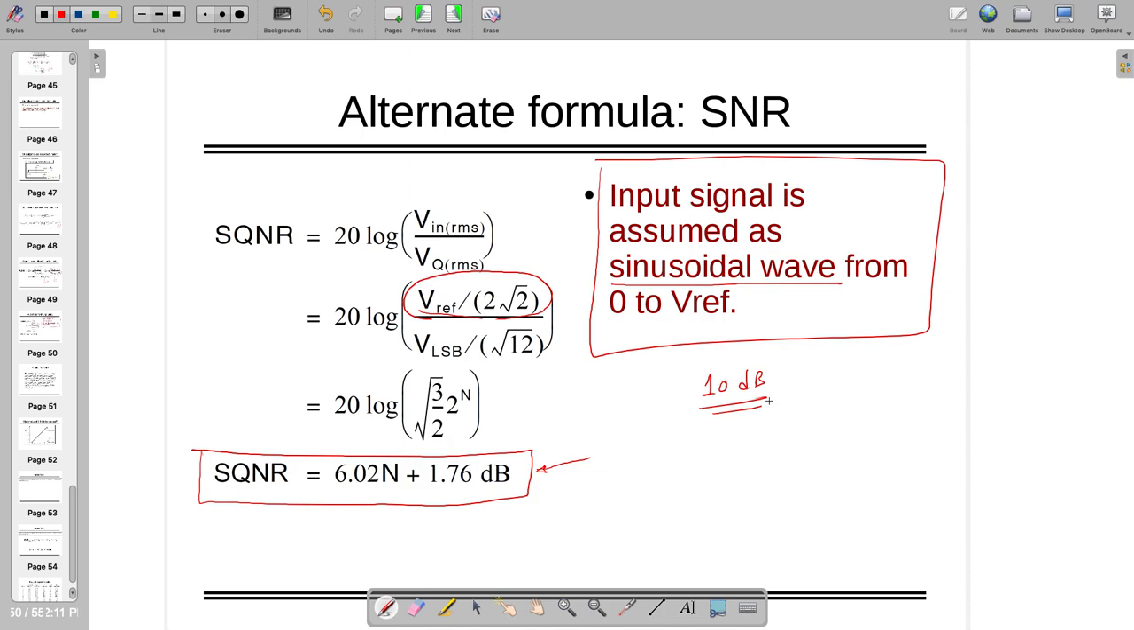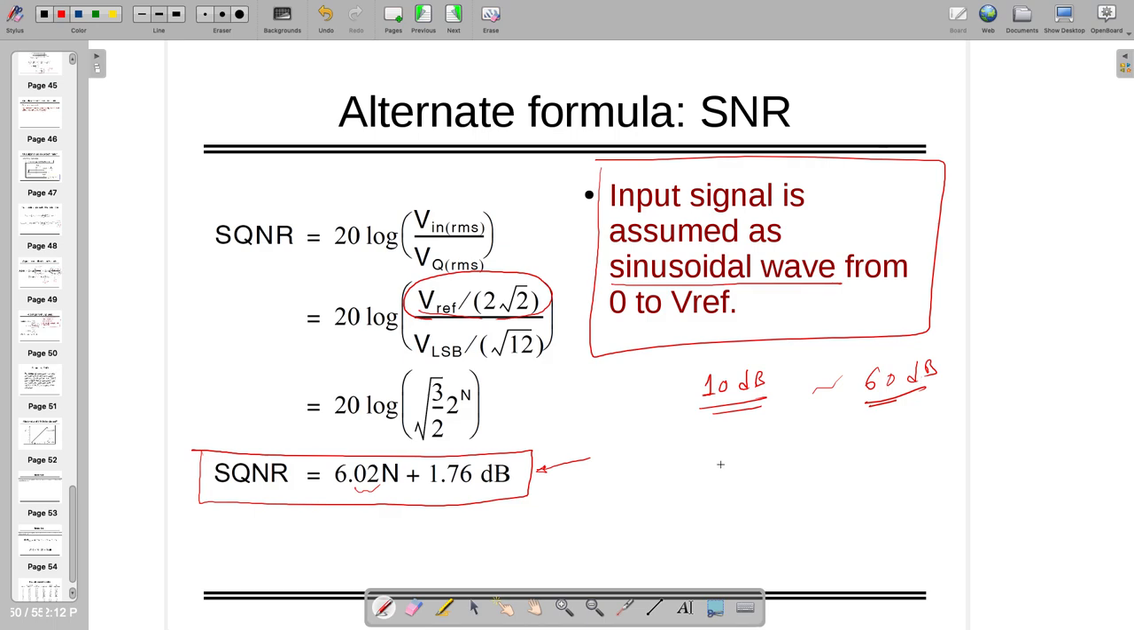For 10 bits, how much SNR can I achieve? What do you think? Of course, straightforward. So 61.86, right? But generally, when we are talking, we don't take this 1.76 into the picture. We just say that it's approximately 60 dB. We don't even look at 0.2, right? So approximately 60 dB, then it's fine.